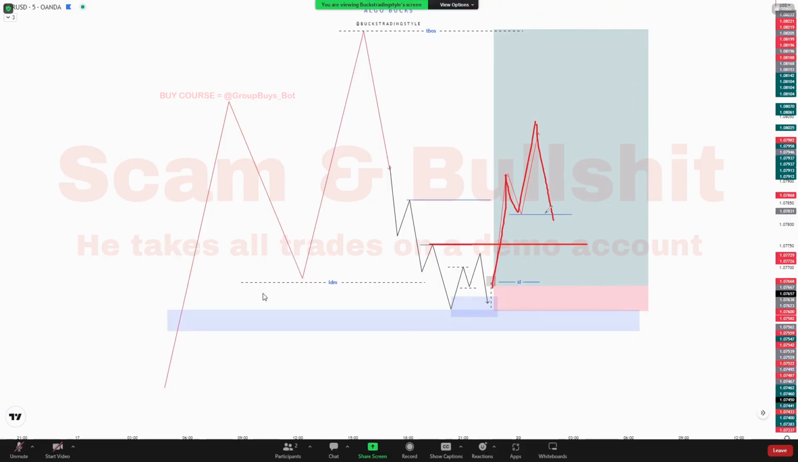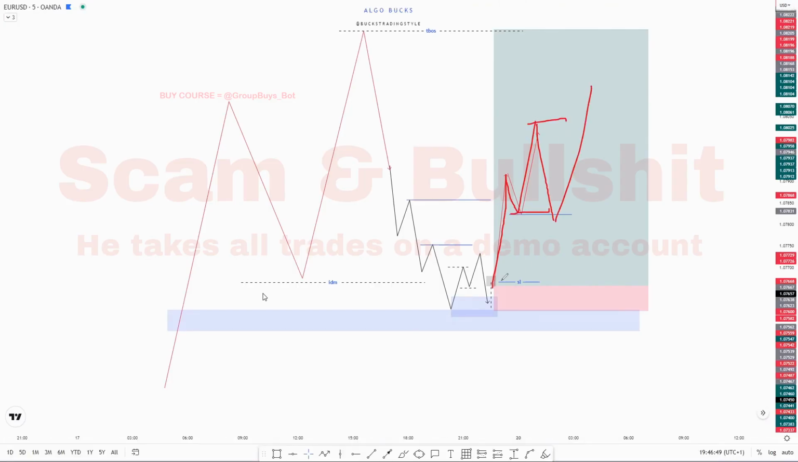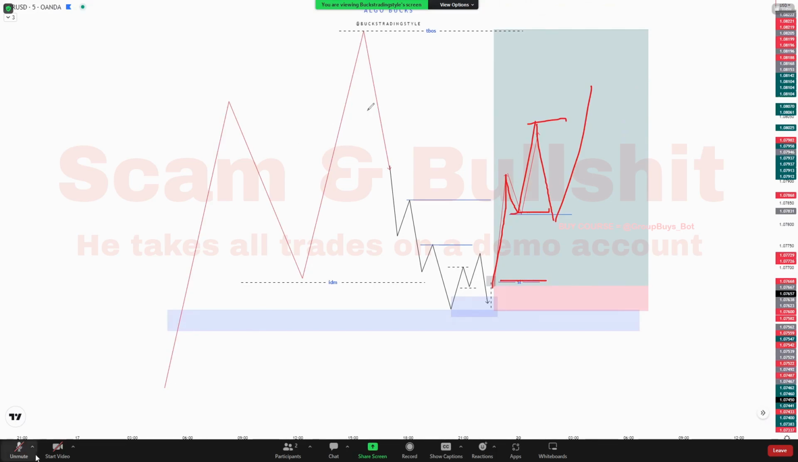So it's actually safer to wait for price to take the inducement and then break this high right here. Then you can go break even on the trade and you can also take your profit off the trade. Okay, good. Do you understand now?